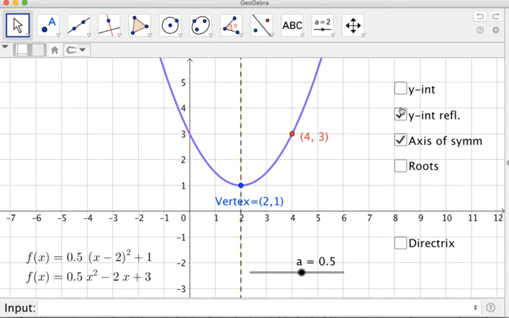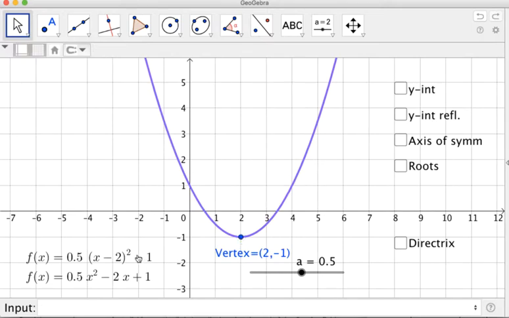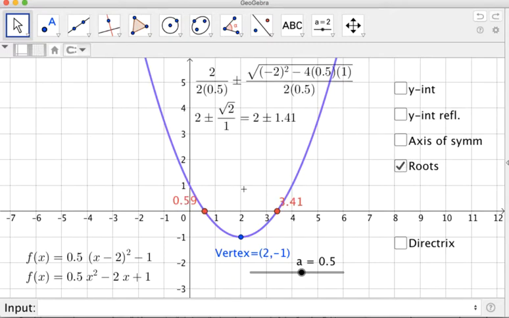Okay, let's talk now about the roots. And by that we mean, what are the values of x that will make either of these equations true when we set f of x equal to 0? The other way of thinking about it is that it's just going to be the x values of where this parabola crosses the x-axis. So let's take a look at those. Okay, so right here we can see we have it crossing at 0.59 and at 3.41.